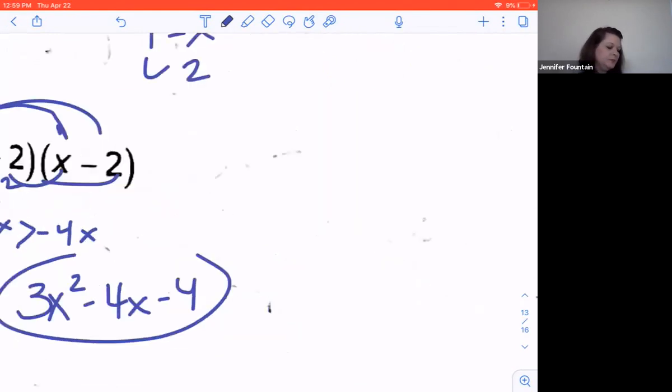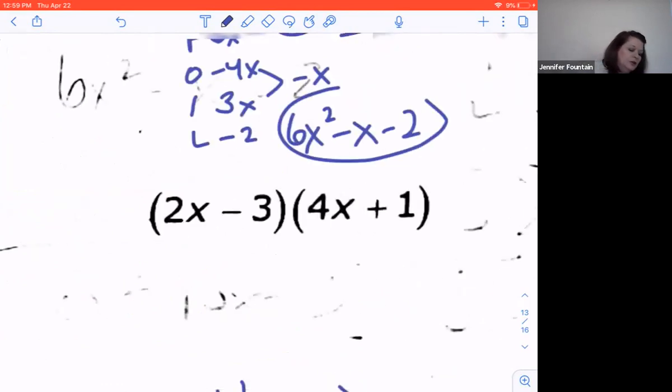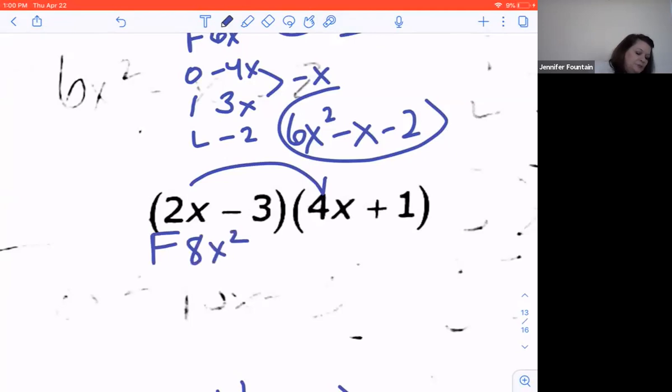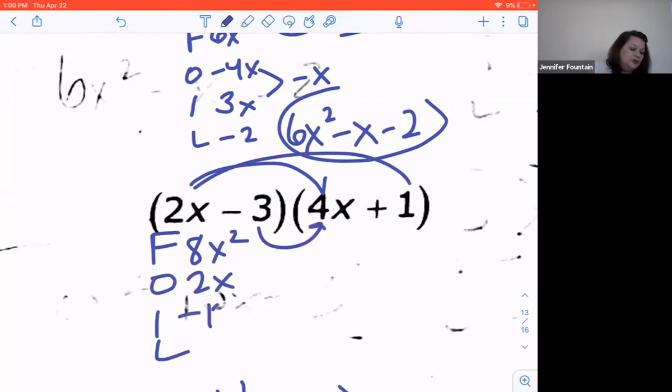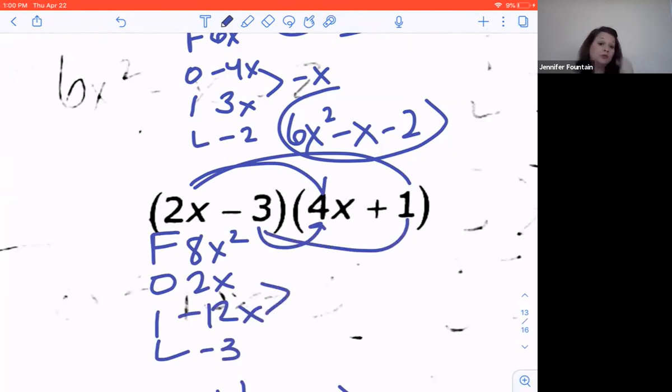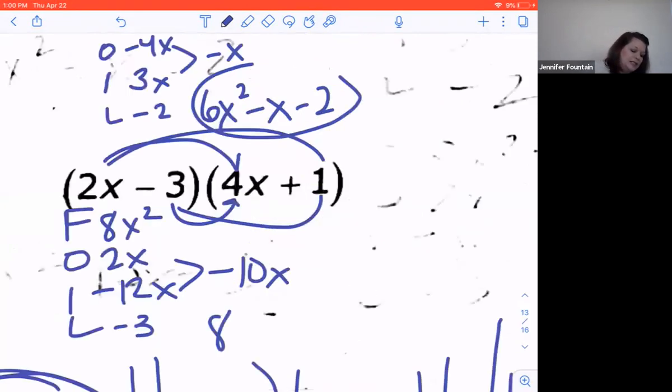And then the last one, 2x times 4x is going to give me 8x squared. 2x times 1 is 2x. -3 times 4x is going to be -12x. -3 times +1 is -3. Middle terms, I have 2x minus 12x. Take the sign of the larger, find the difference. So I end up with 8x squared minus 10x minus 3.